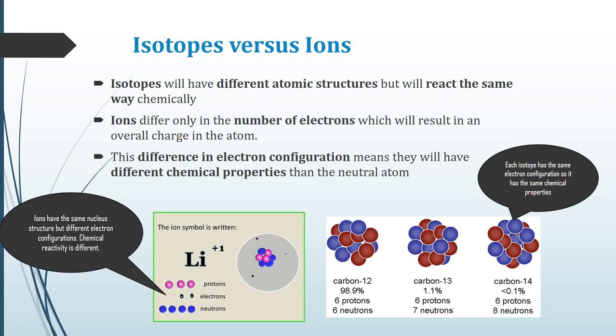So when we have ions, we have a difference in electron configuration, so they get different chemical properties. They have the same nucleus structure, but different electron configurations, as this point here makes. But in the case of isotopes, they have exactly the same electron configuration, so their chemical properties are the same. They just differ in the mass of their nucleus.